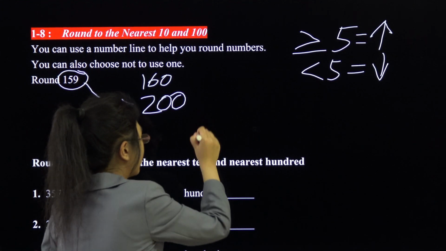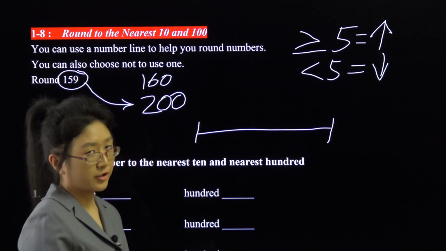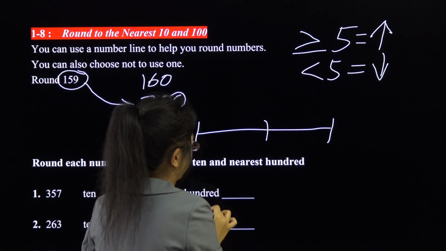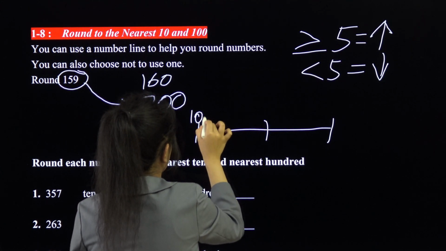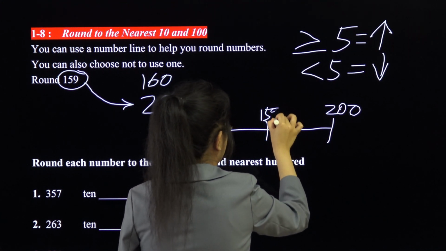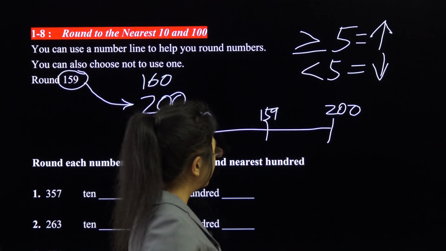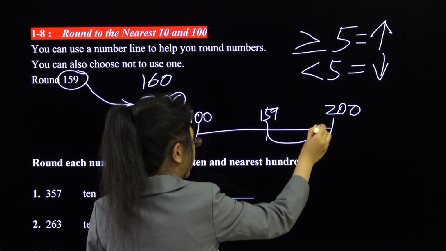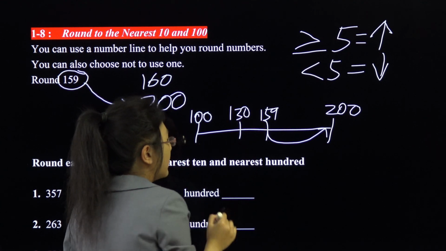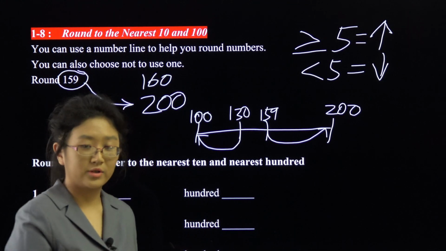Since rounding is how close something is to an anchor. And fine, I'll draw a rough number line over here. So this is 100, this is 200, and this is 159. So this 159 is slightly closer to 200. That's what it means to round up. But what if it's something like 130? Well, you round down because it's closer to 100.